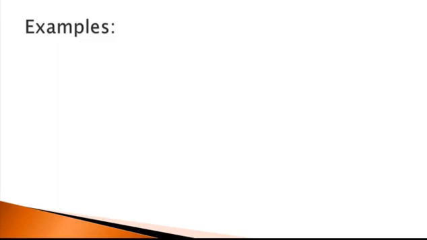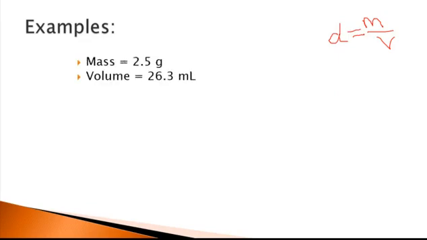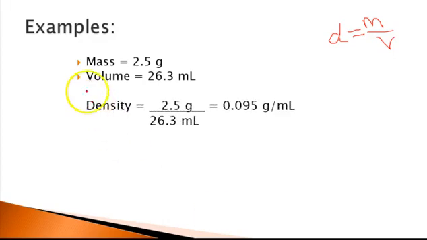So if we know the formula is density equals mass over volume, and they give me the mass of 2.5 and the volume of 26.3 milliliters, what would the density of this item be? So all it is is plug and chug. Density equals mass over volume. I use my handy dandy friend, the calculator. I get 0.095, and that's grams per milliliter.